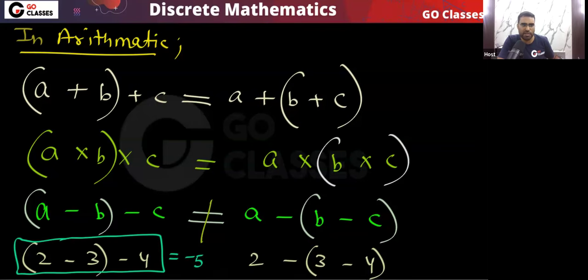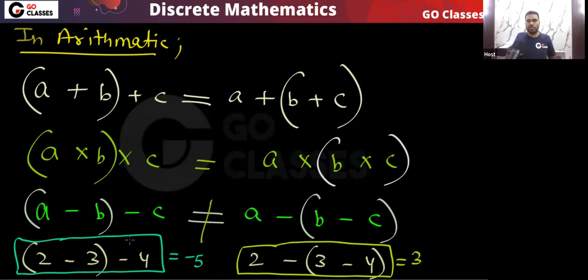This LHS will be minus 5. And you can easily see this RHS. This RHS will be what? That will be 3. Yes or no? Is this clear? Okay. So LHS will be minus 5 and RHS will be 3. Is this point clear? Please tell me.